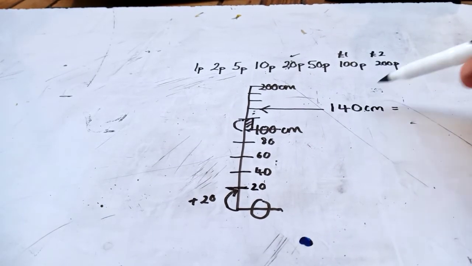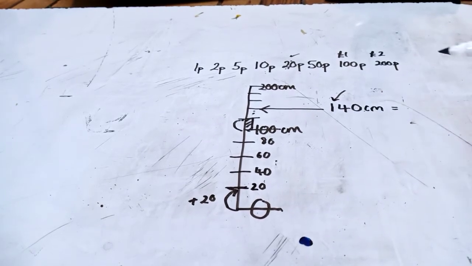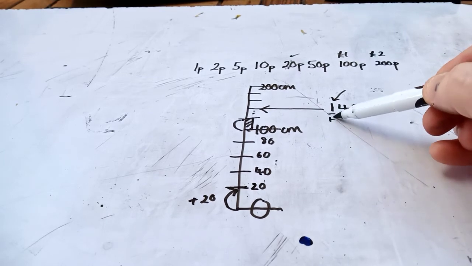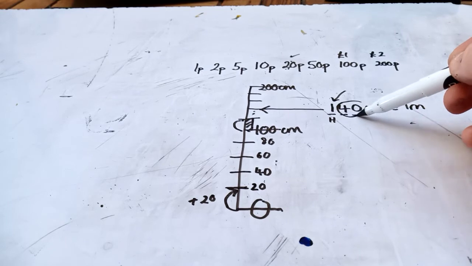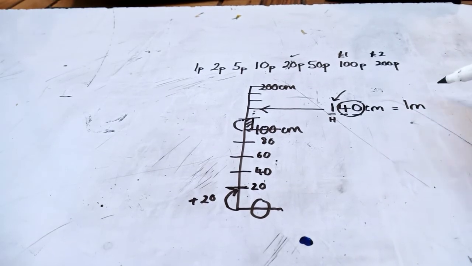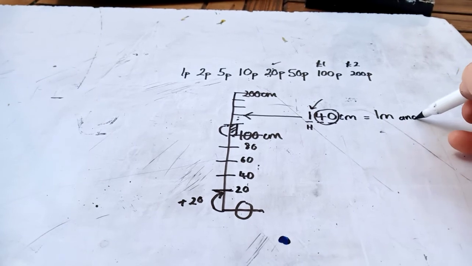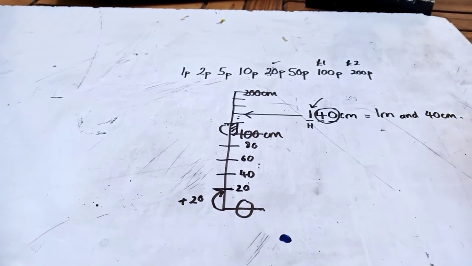Now I know there's another way of writing that. I know that 100 centimetres, because that's in my hundreds place, equals 1 metre. And I've got 40 centimetres left. So we write it 1 metre and 40 centimetres. Okay. Right, I'm going to do one more.